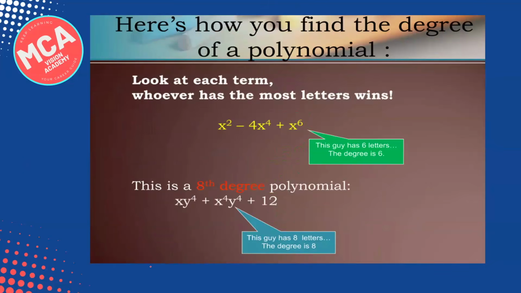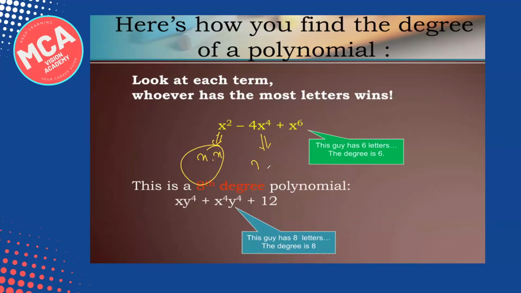Now, जिनको अभी भी क्लियर नहीं होगा उनके लिए. सो क्या करो जिनको क्लियर नहीं है? दिस लास्ट आई एम टेकिंग. सो यहाँ पर जस्ट चेक इट आउट. हियर हाउ यू फाइंड द डिग्री ऑफ अ पॉलिनोमियल. Look at each term. Whoever has most letters wins. Simple. जिनके पास ज्यादा लेटर्स है. इसके पास कितना लेटर्स है? x × x, 2 ही लेटर है.